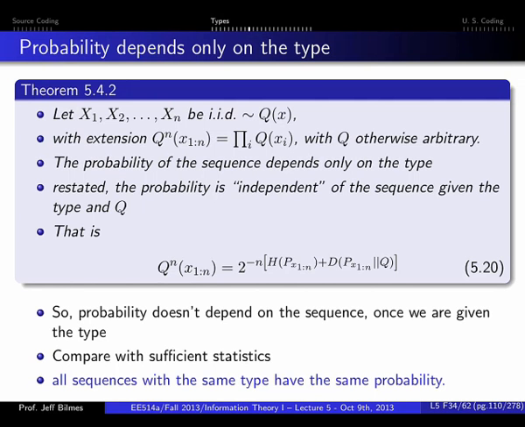Now it turns out that even when this is small, when n isn't asymptotically large, 5.20 is still true. So the rate at which the KL divergence gets small tells us how close the probability is to 2 to the negative nH.